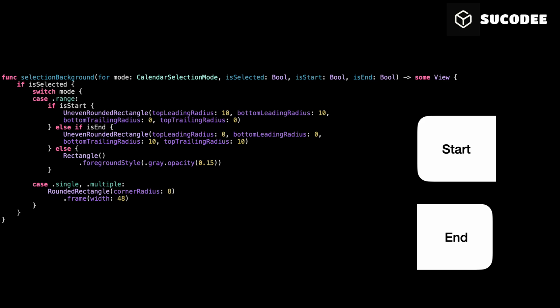In single and multiple modes, we use a rounded rectangle shape. It looks like a pill and fits nicely around the number. This shape makes selected days stand out clearly. Each style is chosen to help the user understand what they selected and where that date sits, at the start, in the middle, or at the end.